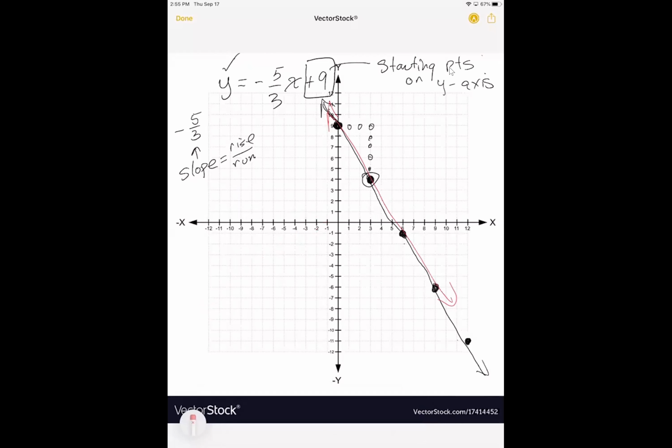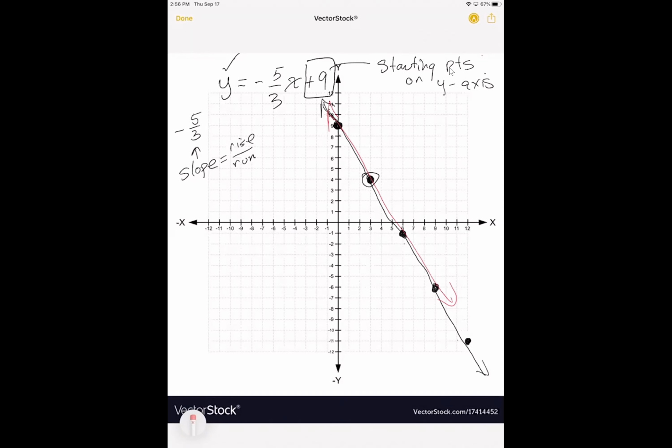Okay, so just stick to the right. If you have a positive slope, go up to the right. If you have a negative slope, go down to the right. So that's what this tells you to do: either go up to the right or down to the right.